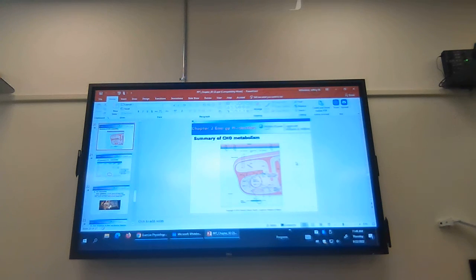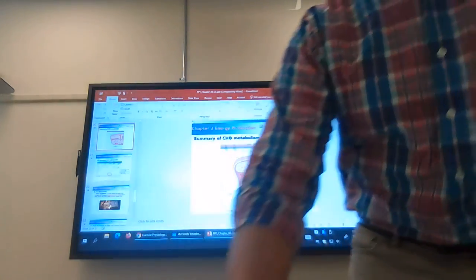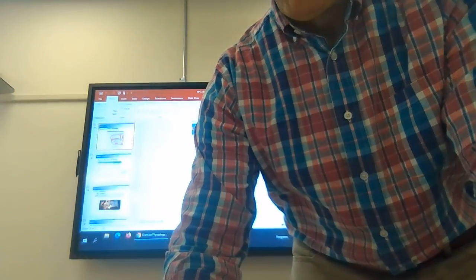So glycolysis is glucose to pyruvic acid or lactate. Exactly. Perfect. The purpose of this is just to help it all come together and review.